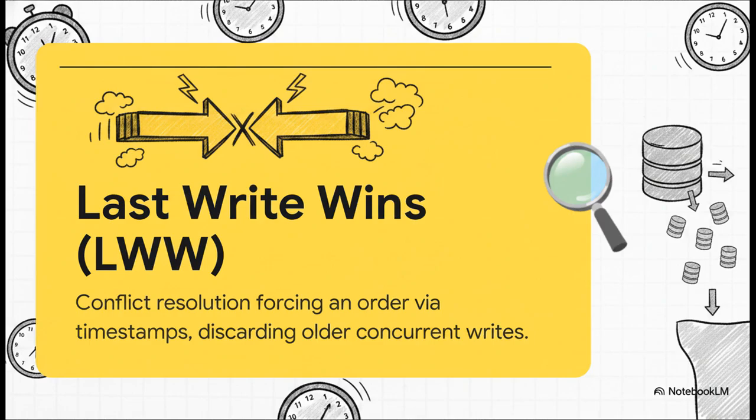A ton of leaderless databases use a strategy called last write wins. They simply look at the timestamps attached to the writes, pick the highest one, and silently drop the older one. Which means, in high-conflict scenarios, even if a system literally told a user their write was successful, that data might just be thrown away later to resolve a conflict.